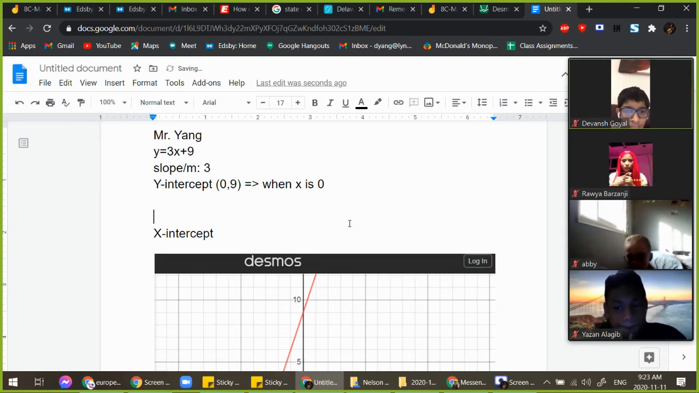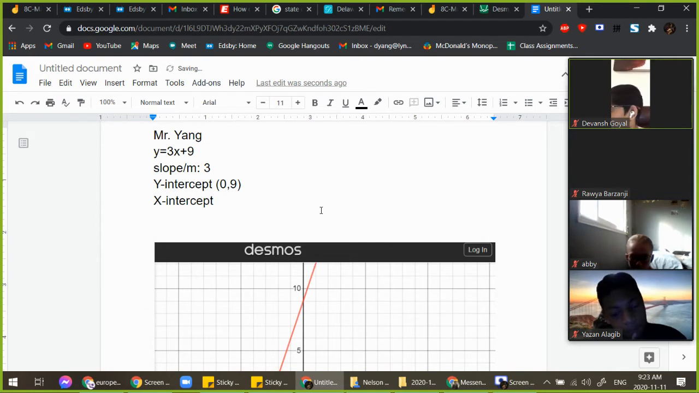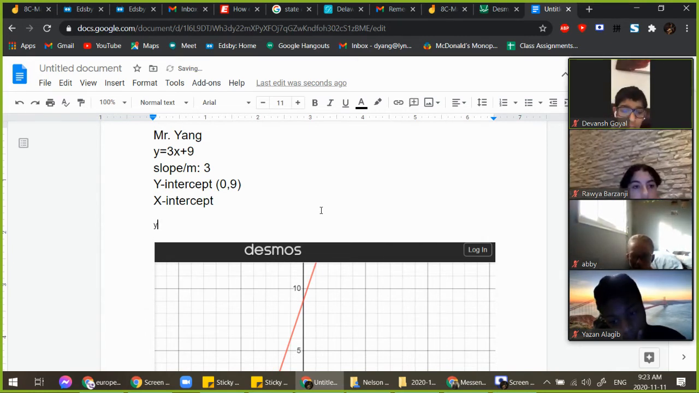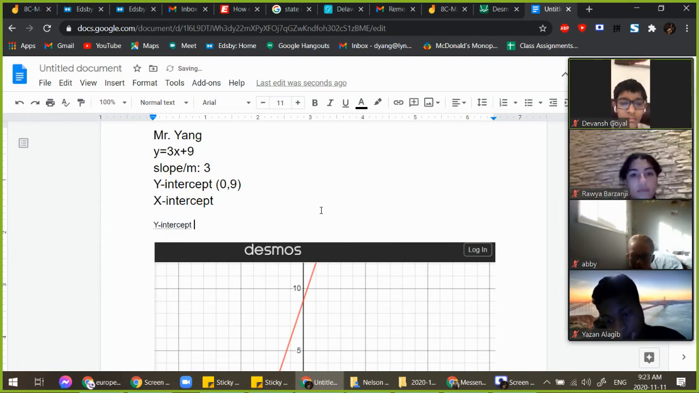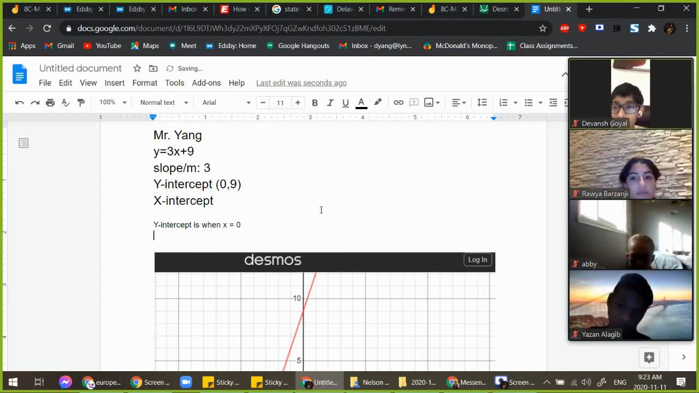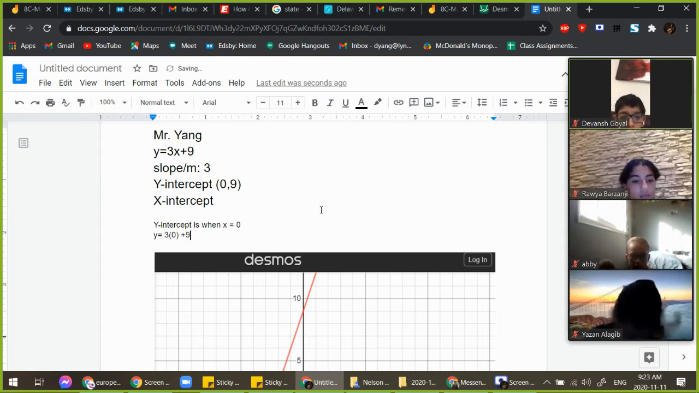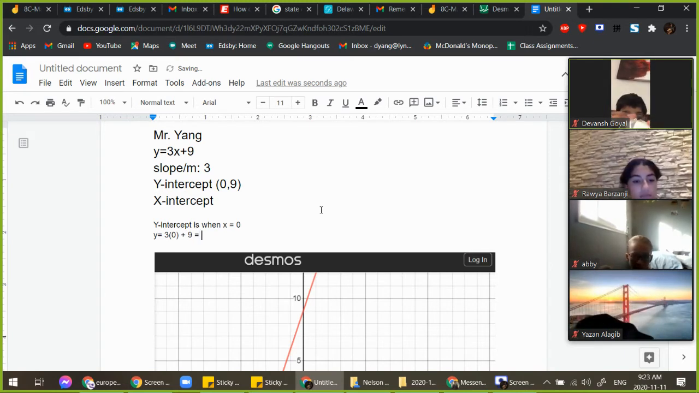If I were to show you the calculation, I'm going to put some explanation in here. You don't have to do this. Intercept is when x is 0. So, Ravia, y equals 3 times 0 plus 9. So what is y?